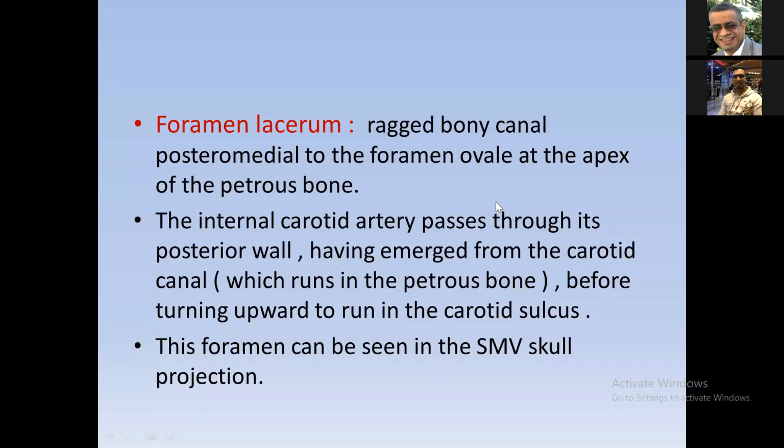Foramen lacerum is a ragged bony canal posteromedial to the foramen ovale at the apex of the petrous bone. The internal carotid artery passes through its posterior wall, having emerged from the carotid canal, which runs in the petrous bone before turning upward to run in the carotid sulcus. This foramen can be seen in the SMV skull projection.